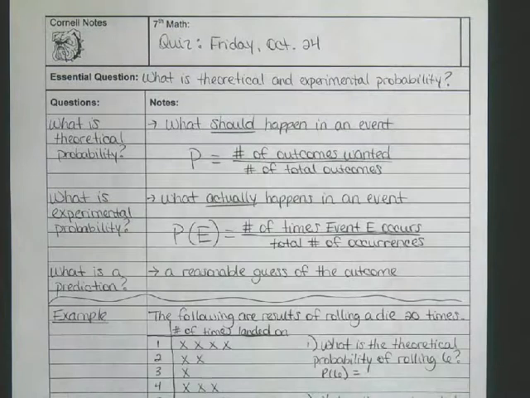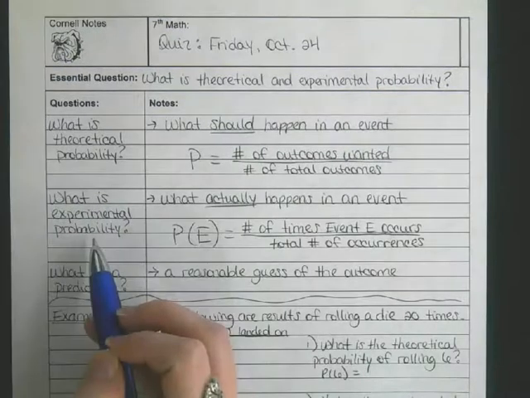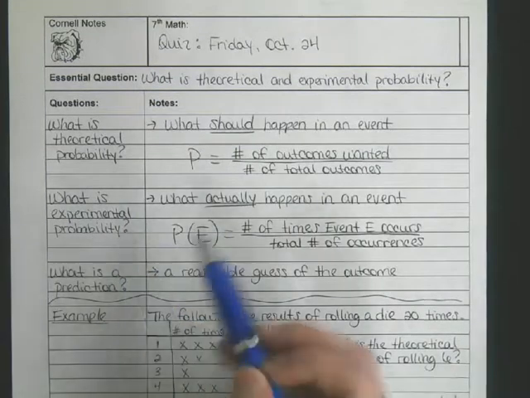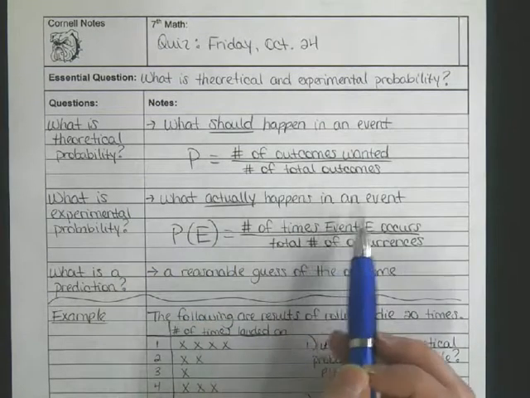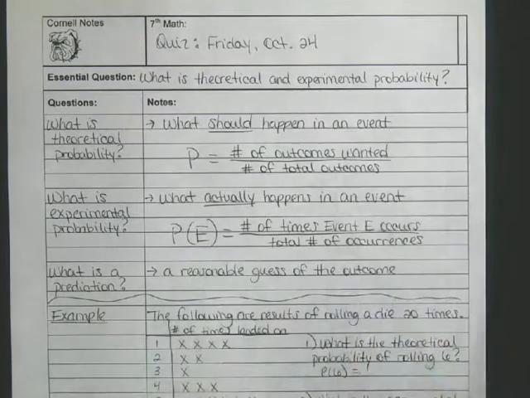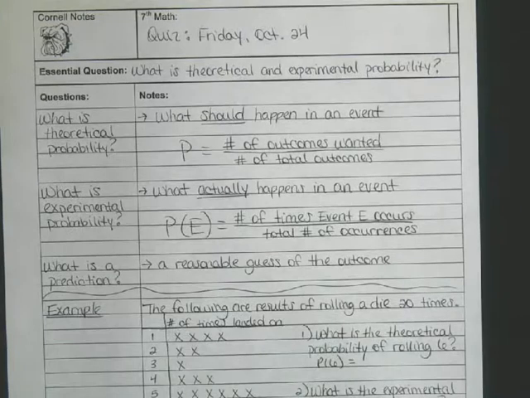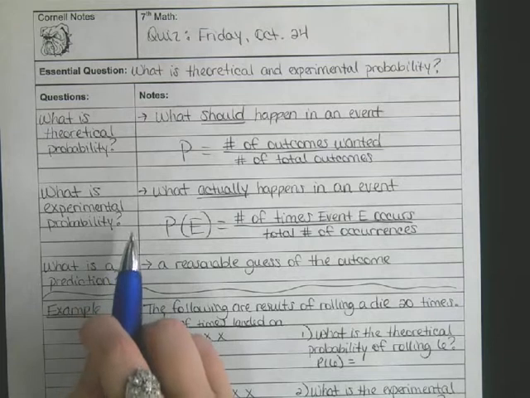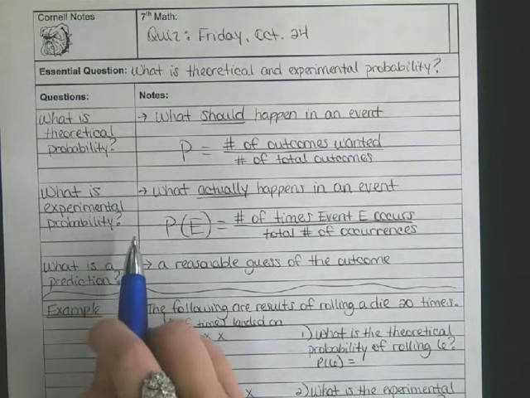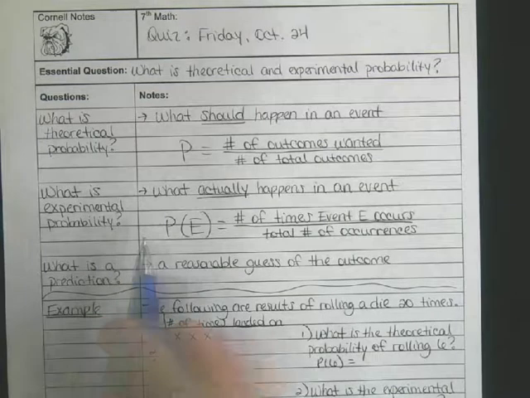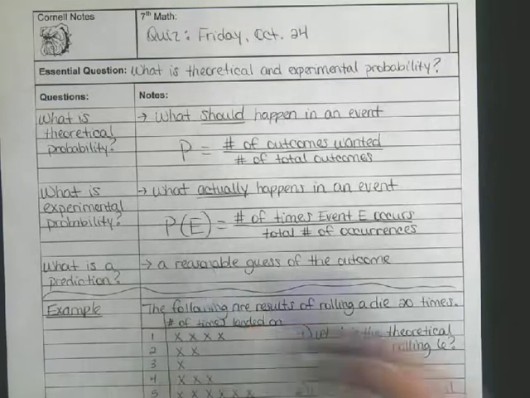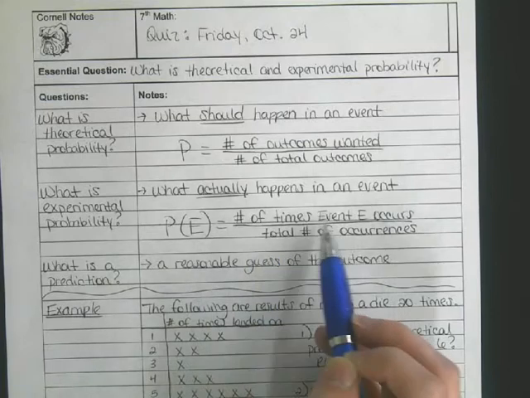So what's new here? Well, that would be experimental probability. Experimental probability is what actually happens in an event. So that means you're actually performing the action. So if we're talking about flipping a coin, let's say you flip a coin 4 times. Well, theoretically, it would land on heads 2 times, and it would land on tails 2 times. But if you perform an experiment, it might land on heads 1 time, and it might land on tails the other 3 times.